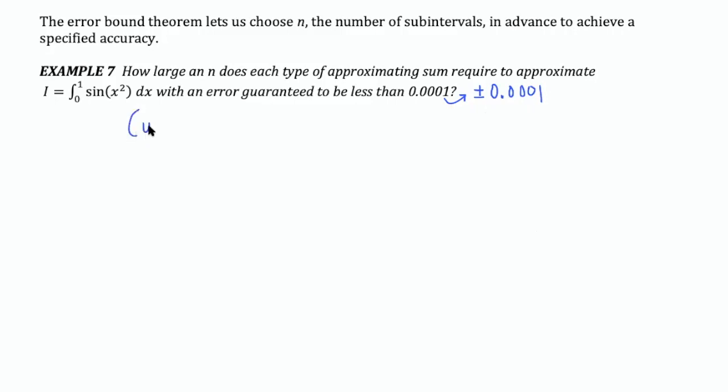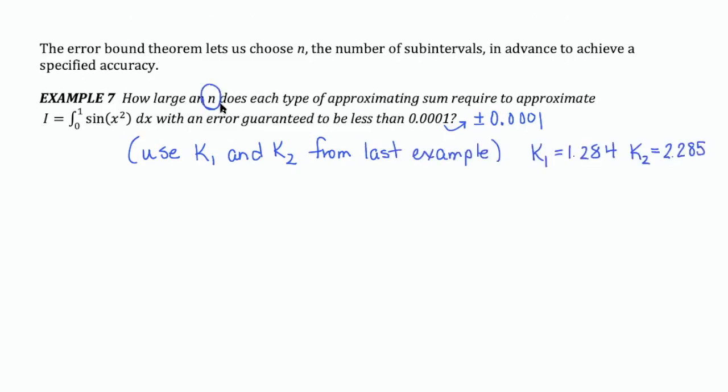You want to use the K1 and K2 constant values that we already figured out from the last example because this is the same function. All right, so in this situation, n is an unknown. So let's begin with the left approximation formula. Now, I want n to be my unknown here. And I want this error to be less than or equal to 0.0001. Again, you can ignore the plus minus. All right, so I'm going to go ahead and now substitute into the formula the things I do know.